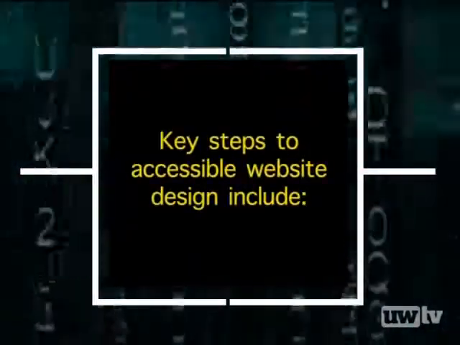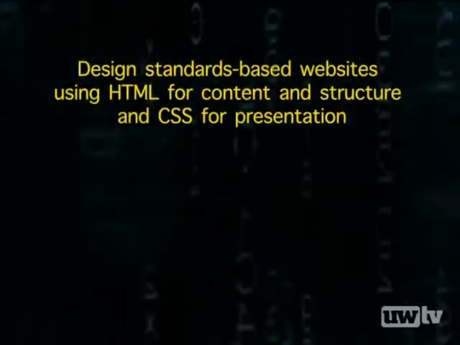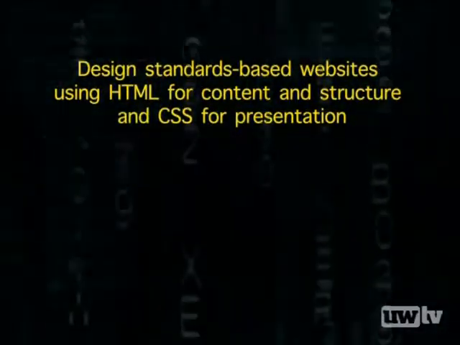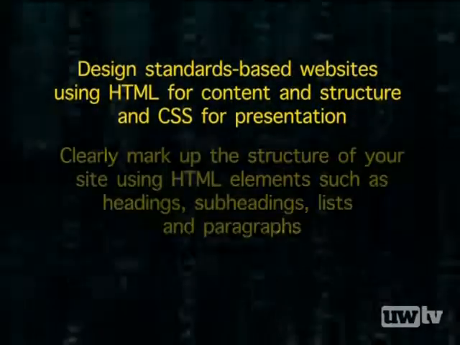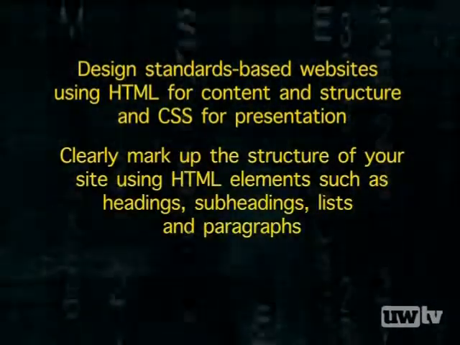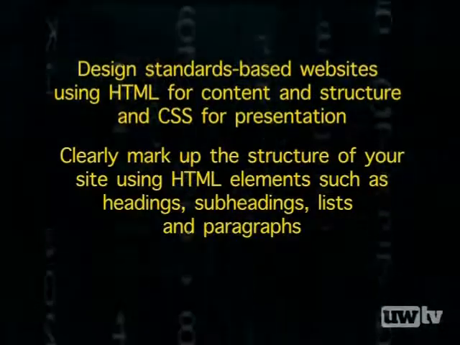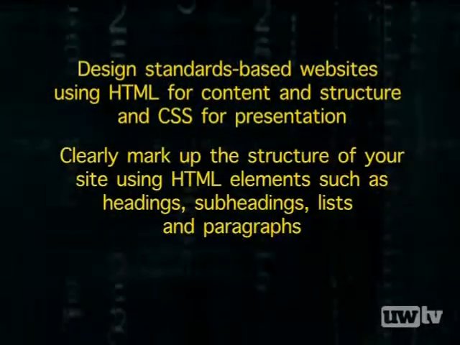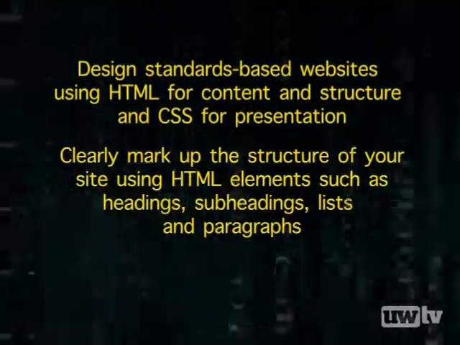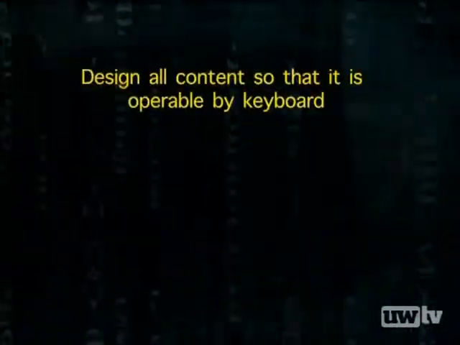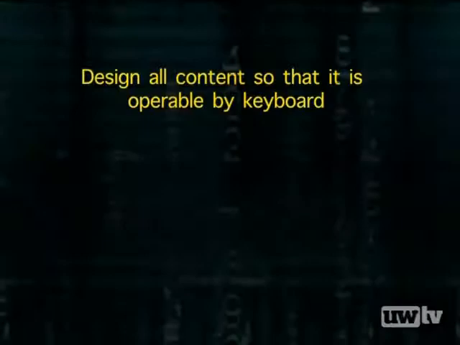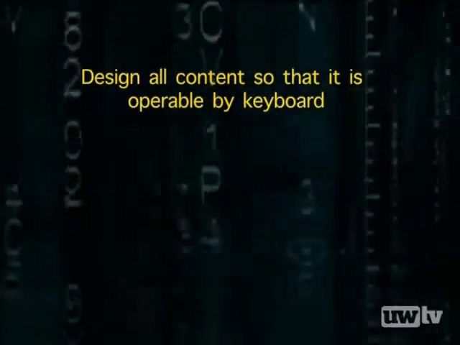Key steps to accessible website design include: design standards-based websites using HTML for content and structure and CSS for presentation. Clearly mark up the structure of your site using HTML elements such as headings, subheadings, lists, and paragraphs. Provide alternate text for all images. Design all content so that it's operable by keyboard.